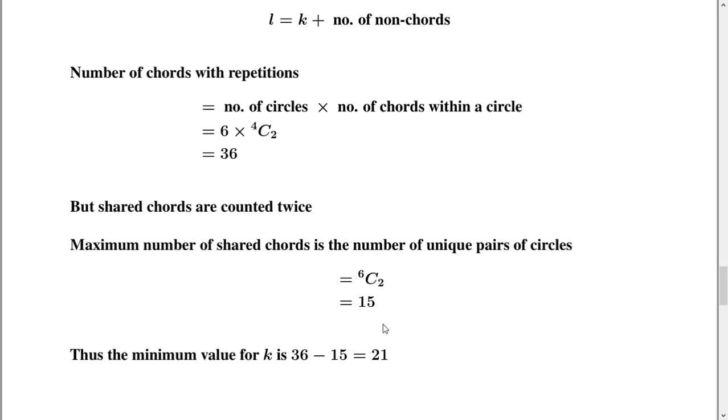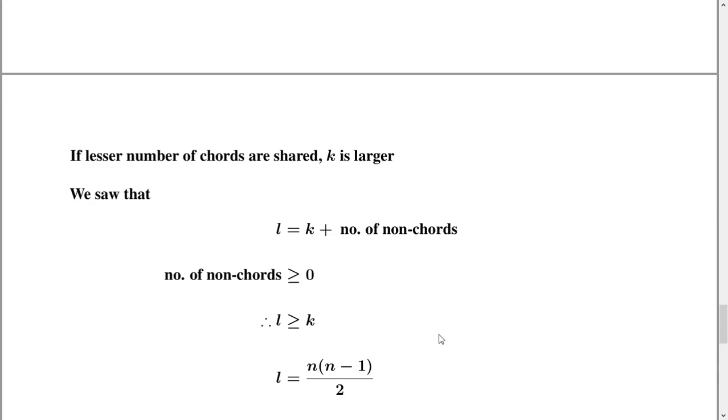And of these 36, these 15 are being counted twice. So we need to subtract 15 from 36 to get the number of chords in the system. This is the minimum number of chords, right? Because if the number of shared chords is less than 15, let's say 12, then the number of chords would be 36 minus 12, 24, right? It will be larger than 21. 21 is the minimum number of chords in the system. The system should have at least 21 chords. So we have the minimum value for k.